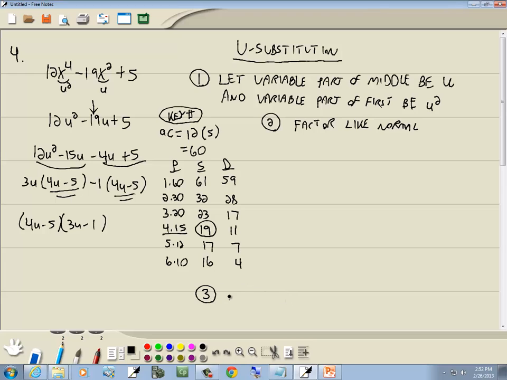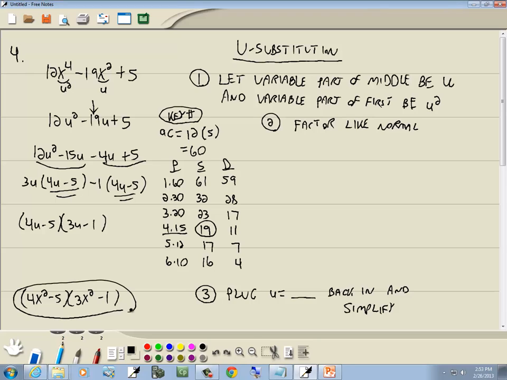Step 3. Plug u equals blank back in and simplify. Up here, remember we said u is equal to x squared. So every problem will be different in this. In this particular problem, we said u is equal to x squared, so we'll plug that back in for the u. And we got 4x squared minus 5 times 3x squared minus 1. And that's our answer.